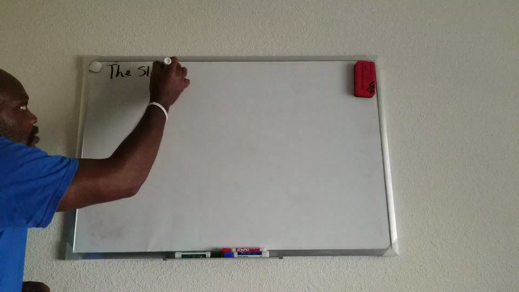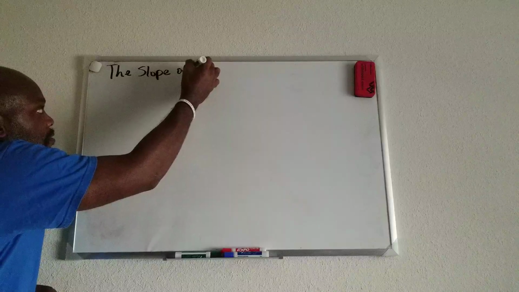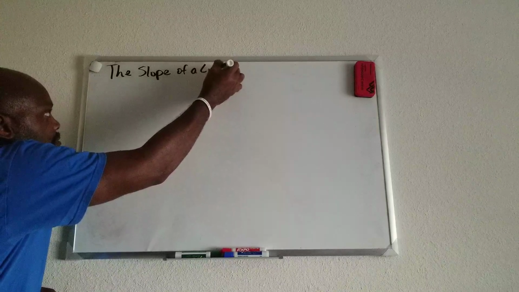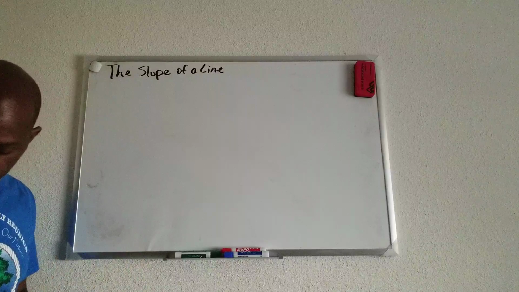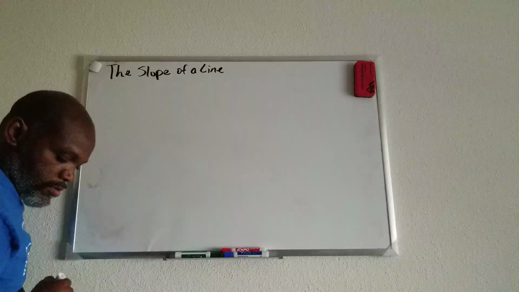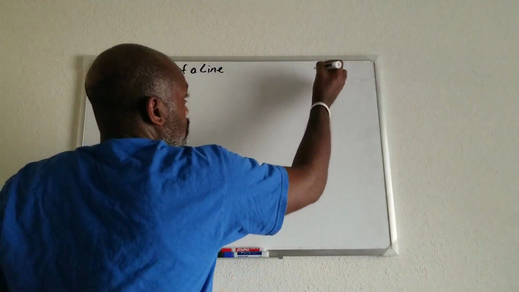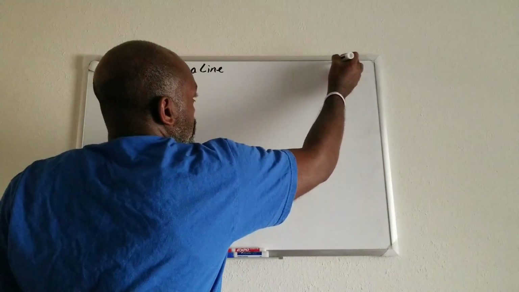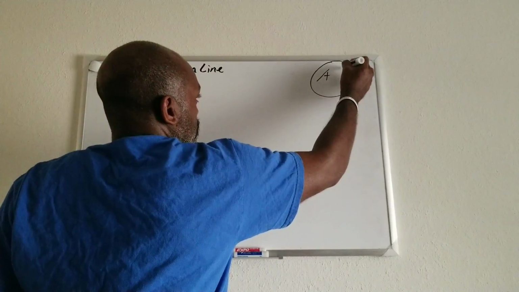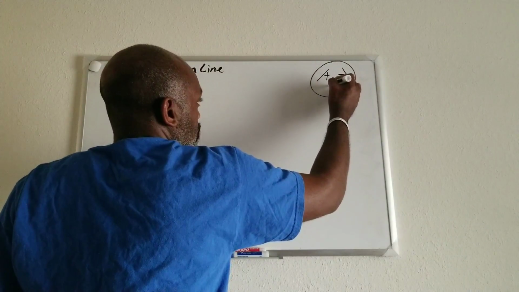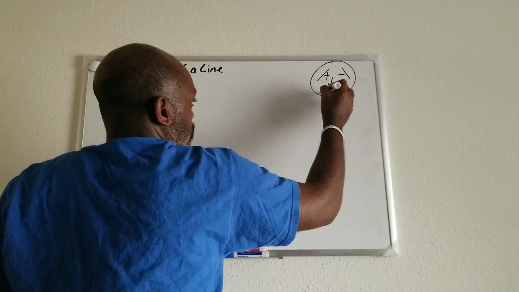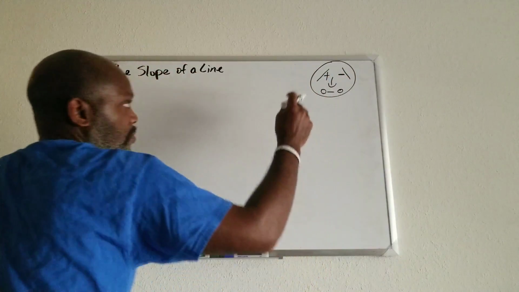What we're going to do today is talk about the slope of a line. There are a couple ways to solve slope of a line, and there are 4 types of slopes. You have your positive slope, negative slope, undefined slope, and then you have your zero slope. Call him the slope guy.